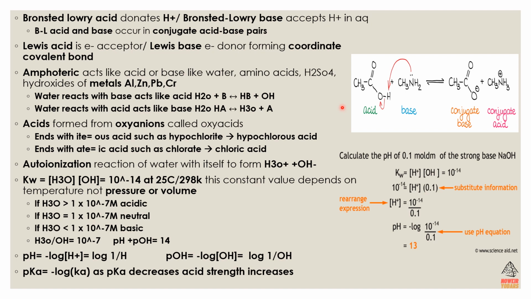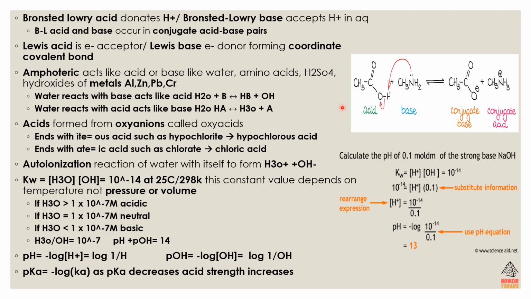And then we have the Lewis base, which actually donates instead of accepting. And when it donates, it forms a coordinate covalent bond. And that's what Lewis acids and Lewis bases are. Later on, we're going to discuss coordination compounds that are basically mostly Lewis bases, in which they donate their electrons. Next, we have amphoteric molecules, and they act like acid or base, like water, amino acid, H2SO4, and hydroxides of metals: aluminum, zinc, Pb, and Cr.